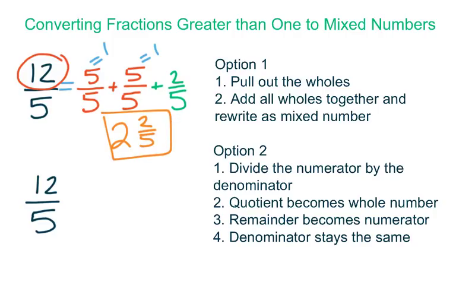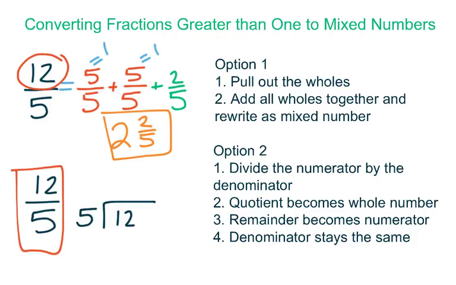So what I basically did was pull out those wholes and then figure out what I have left, which would be the remaining fraction. The other way to do this, option number 2, is through division. So fractions are basically division. This fraction, 12/5, is representing division. What it's representing is 12 divided by 5. So I'm going to divide.